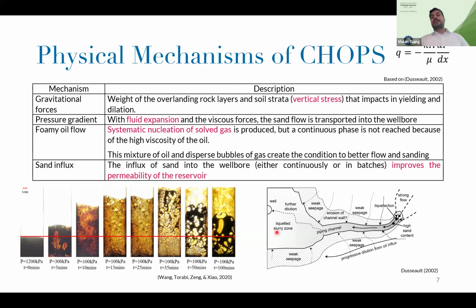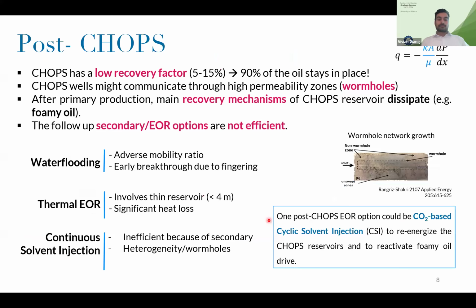These channels are called wormholes. And the idea beneath the wormholes is that here you have a highly permeable channel because you are producing this sand through the wellbore. So you are creating ever more extended wormholes that allow the oil to be produced.